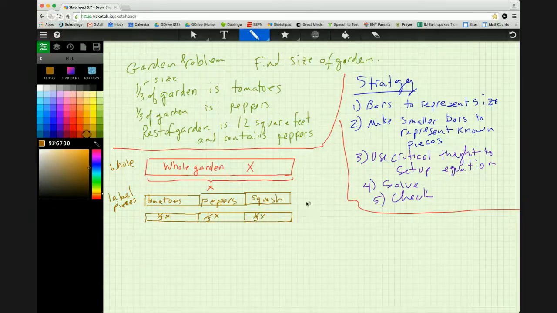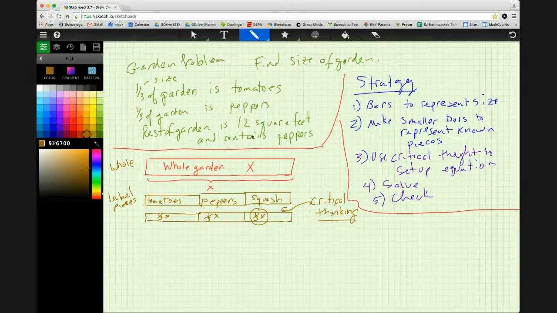And this is where we used our critical thinking. We looked inside the problem and we thought a little bit harder, and we said, well, that must be a third. Because 1/3 and 1/3, well, the rest must be a third.